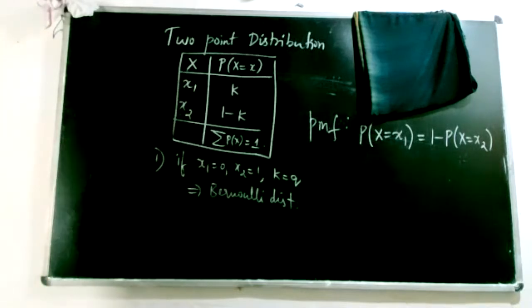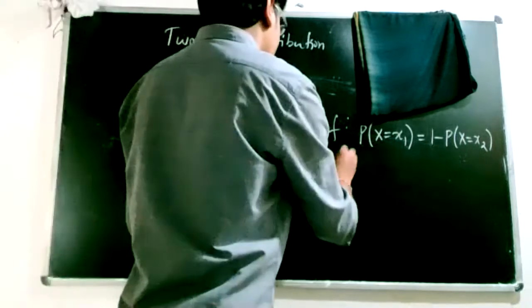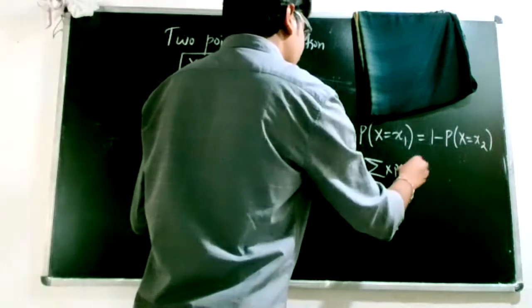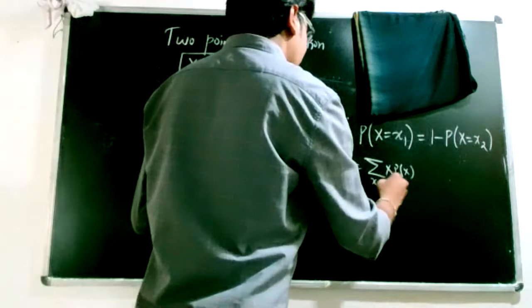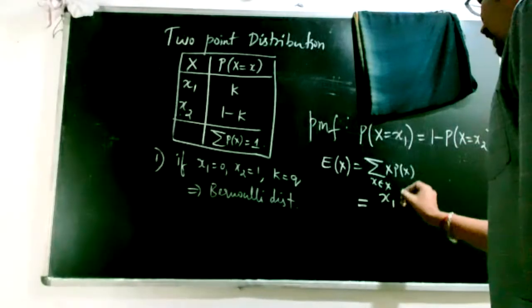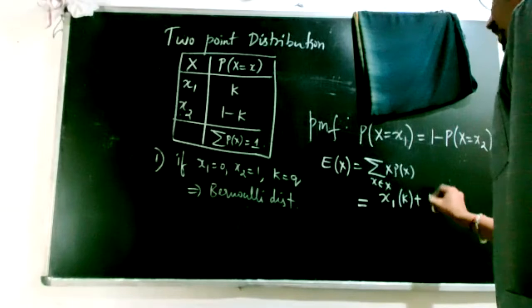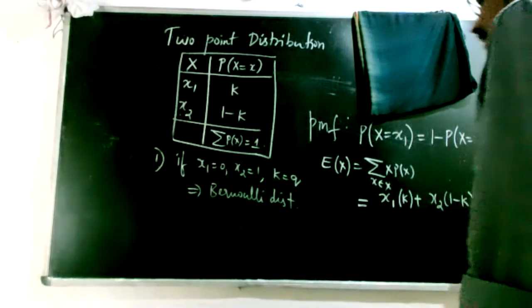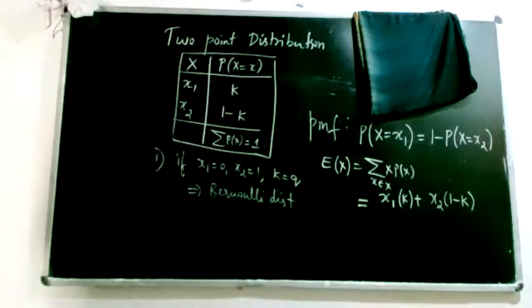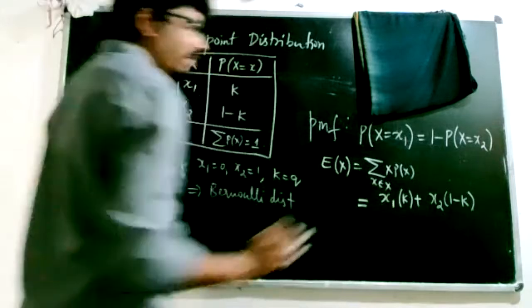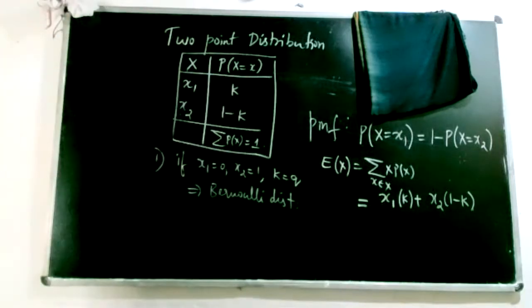So when you look into the mean of this distribution, E of x is given by the formula summation x into p of x over x taking different values. So I'll get the first value x1 into k plus x2 into 1 minus k. Until and unless you know the values of x1, x2 and k, particular formulas cannot be given. So we have to just use the definition in obtaining mean and variance.